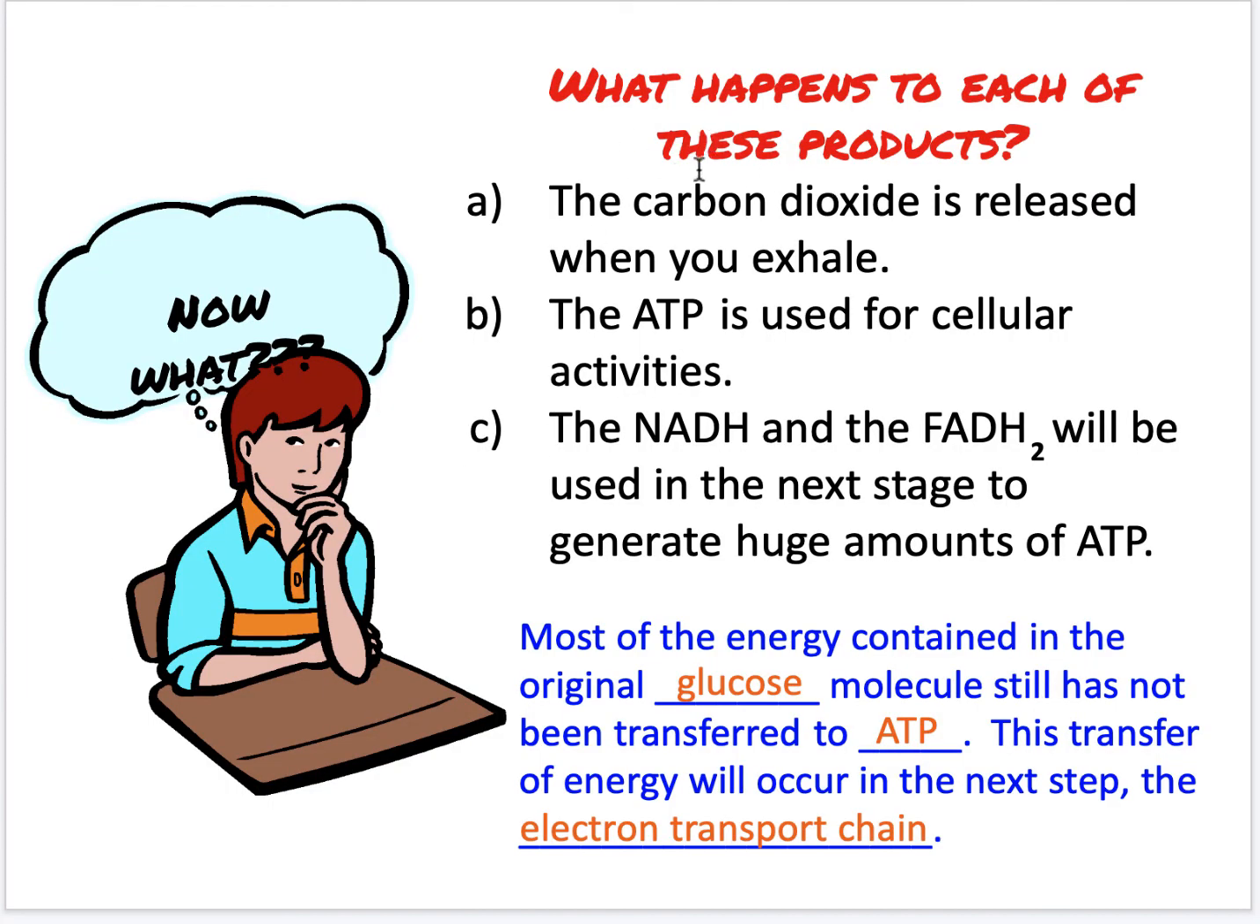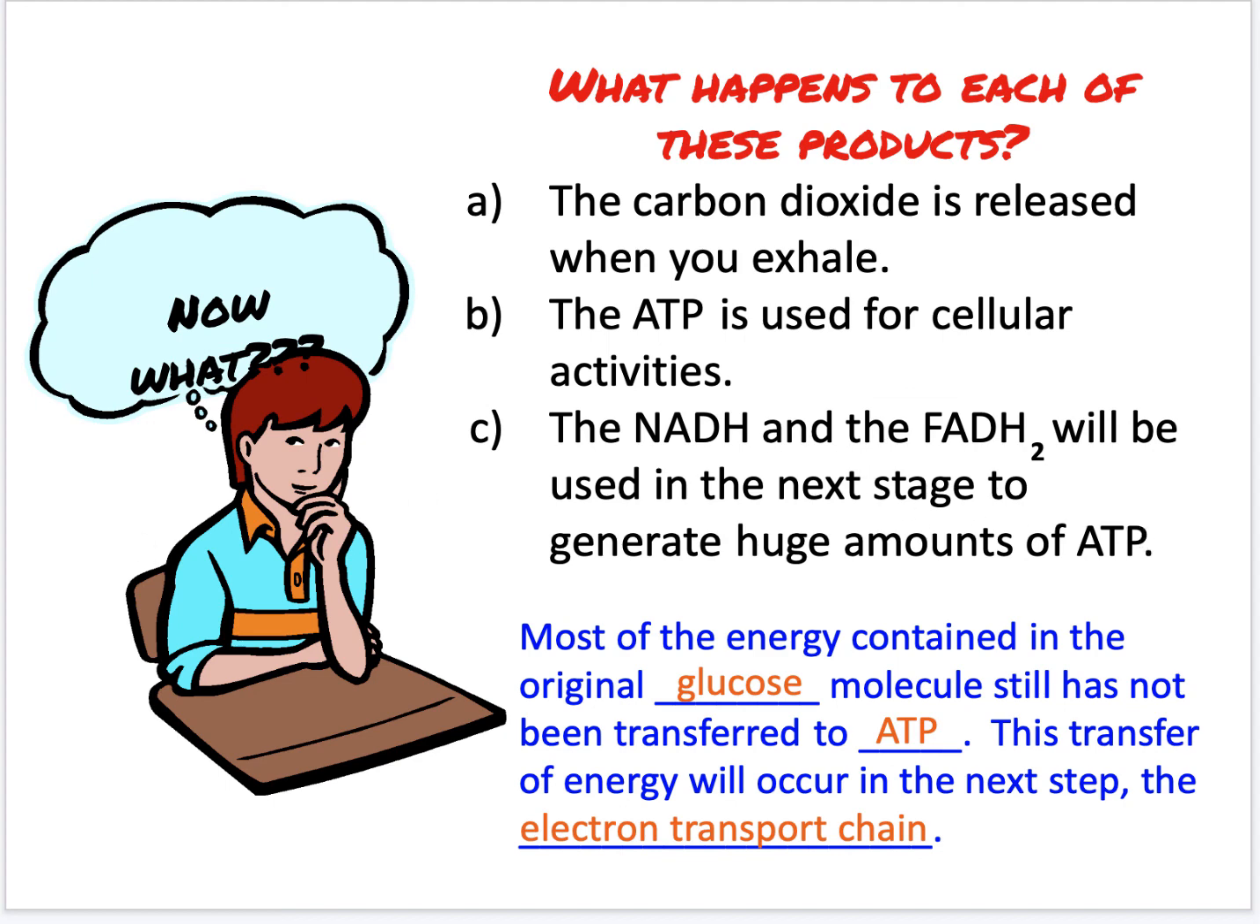Okay, what happens to each of these products? The carbon dioxide is released when you exhale. The ATP is used for cellular activities. The NADH and the FADH2 will be used in the next stage, which is the electron transport chain, and that is where huge amounts of the ATP is produced.